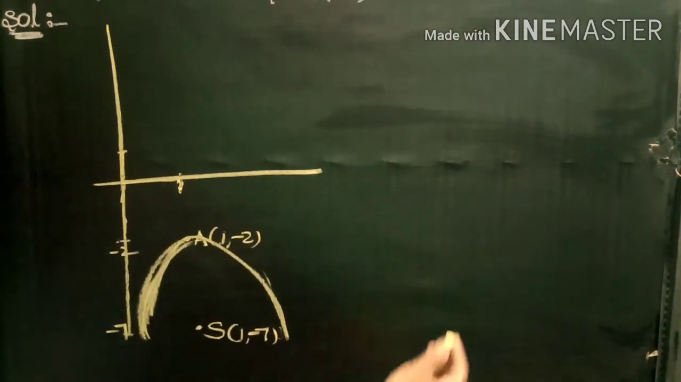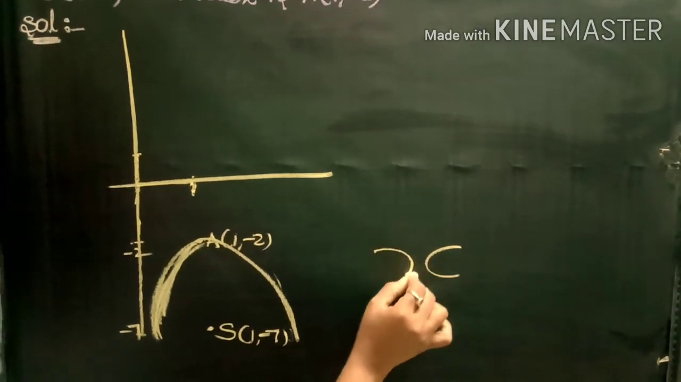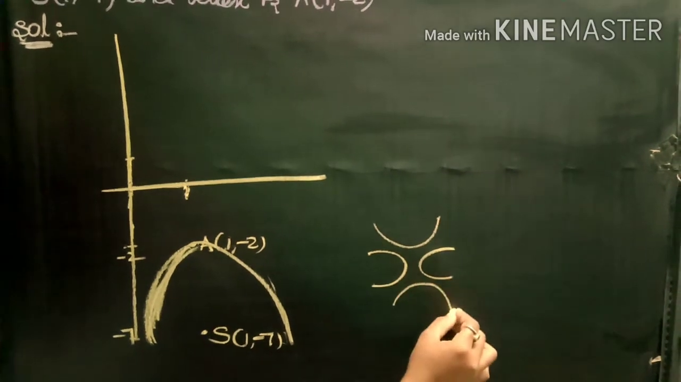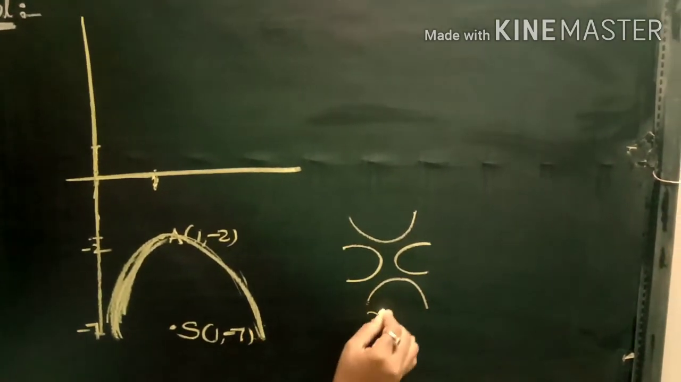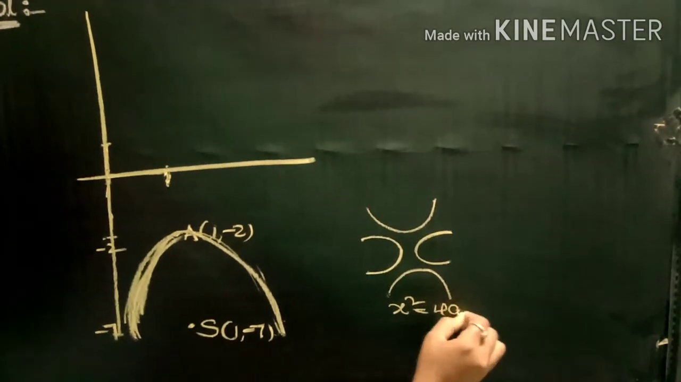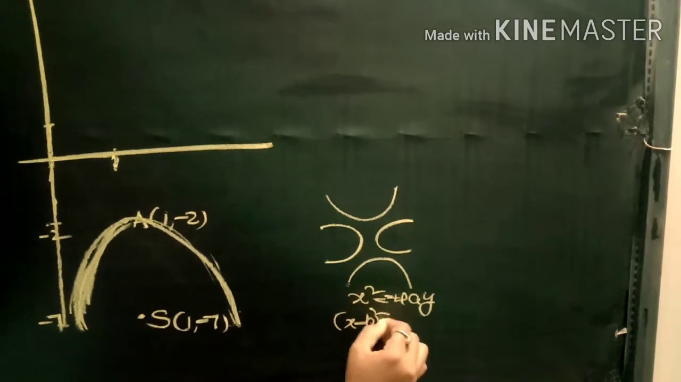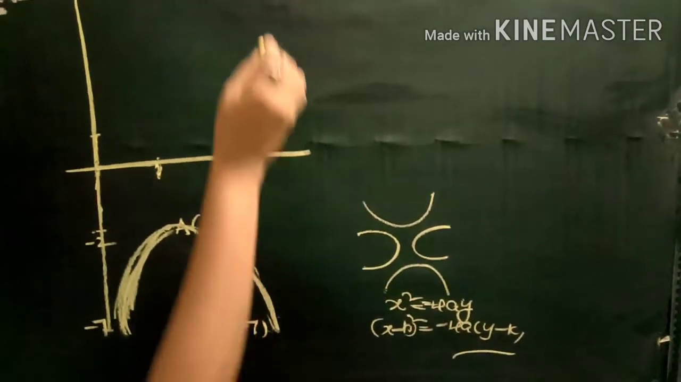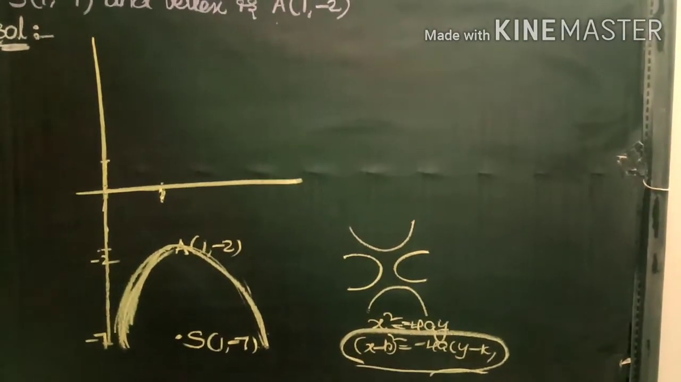Already we know that these are y square is equal to 4ax, y square is equal to minus 4ax, x square is equal to 4ay, x square is equal to minus 4ay. Now this is in the form of reverse U. So in this case we take the equation of the parabola as either x square is equal to minus 4ay or (x minus h) whole square is equal to minus 4a into (y minus k). Clearly here we have the vertex, so we use the formula (x minus h) whole square is equal to minus 4a into (y minus k).